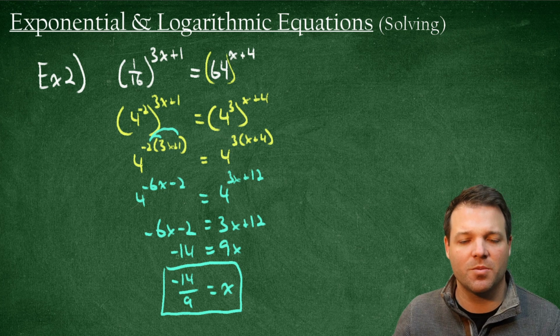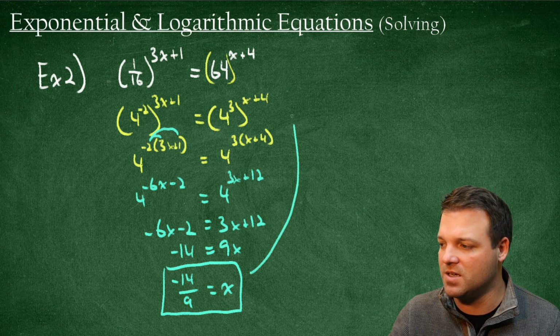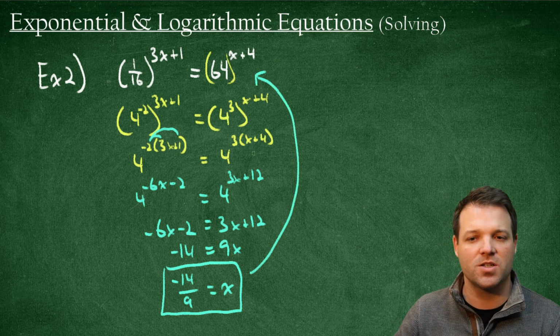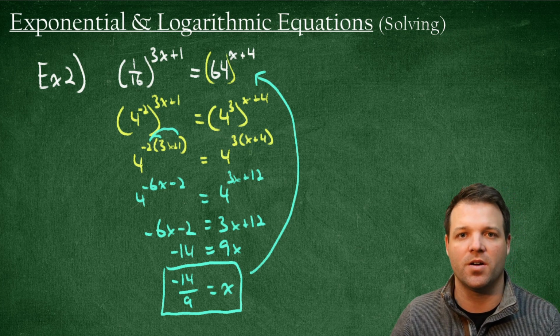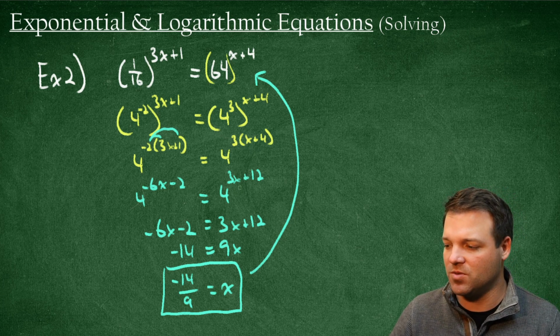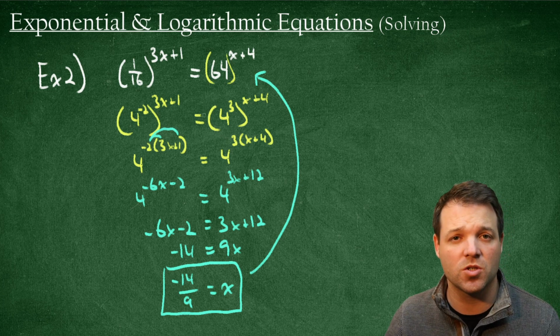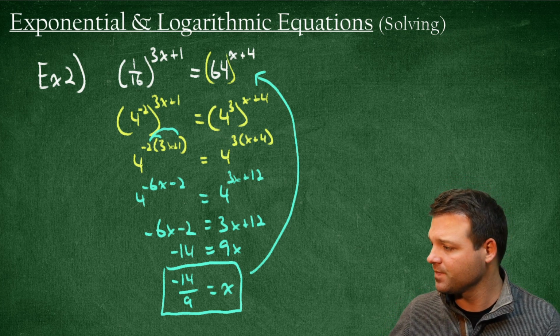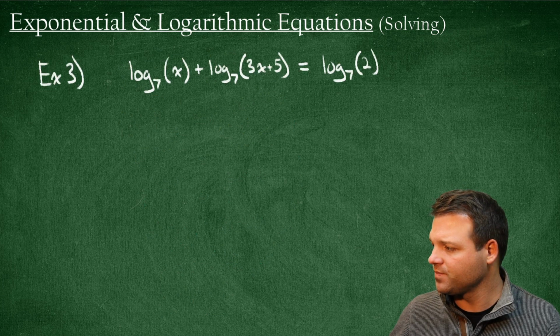And just double checking for restrictions, this is an exponential equation, so there are no restrictions here. All right, so yeah, x is equal to negative 14 over 9. And you can double check. You can plug that in, and you will get two equivalent sides. All right, let's do one more.